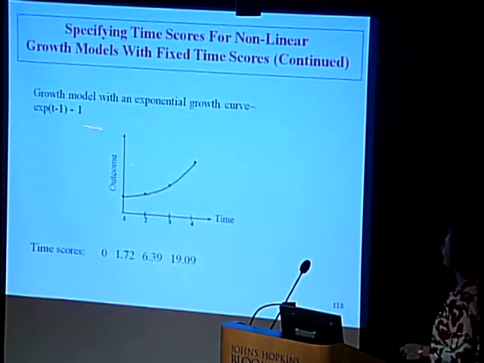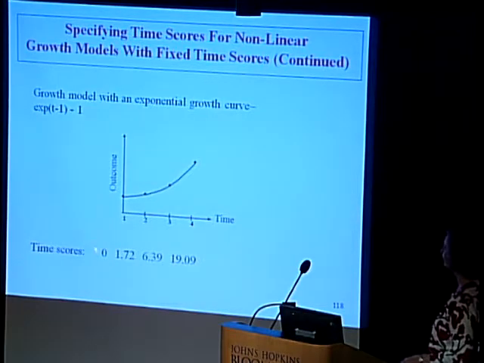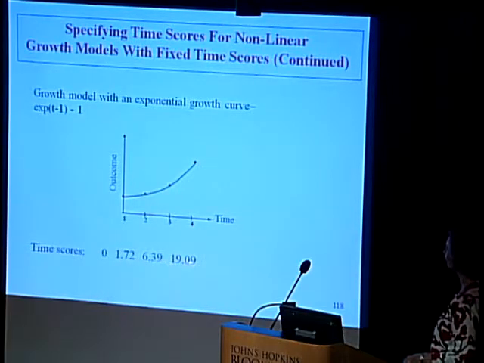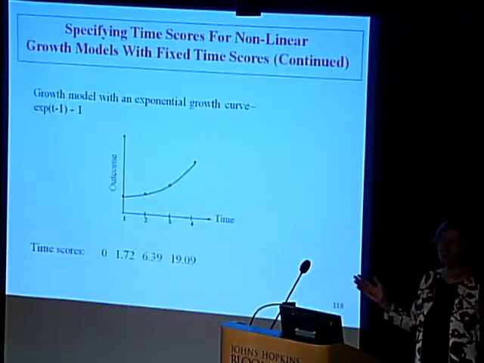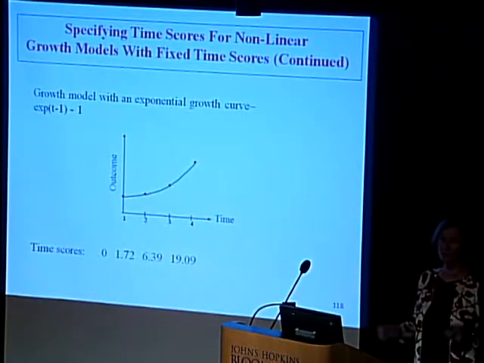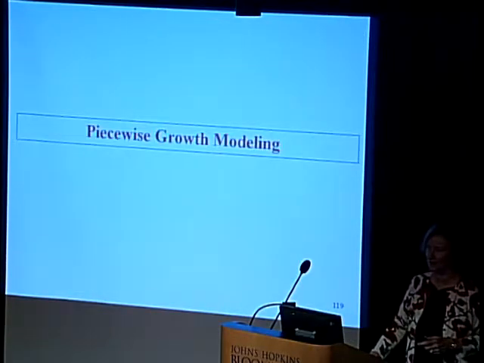Okay. So here's another example, an exponential curve. Once again, you exponentiate time minus 1 and then subtract 1 to get the time scores. If you do that, you get time scores of 0, 1.72, 6.39, and 19.09. So the world is open to you to find a curve that matches your growth, and you can use this to do that.